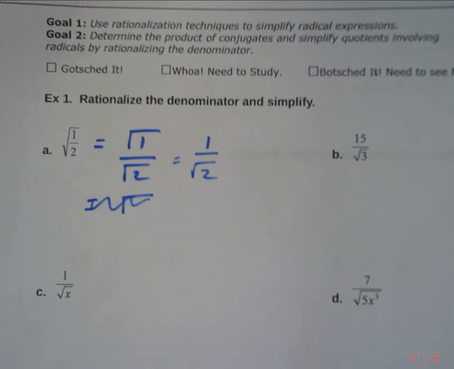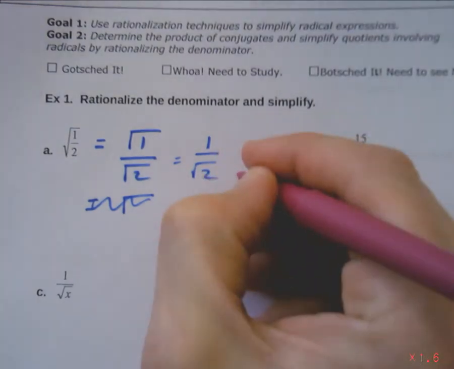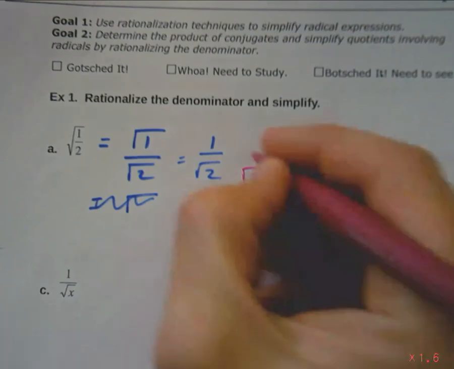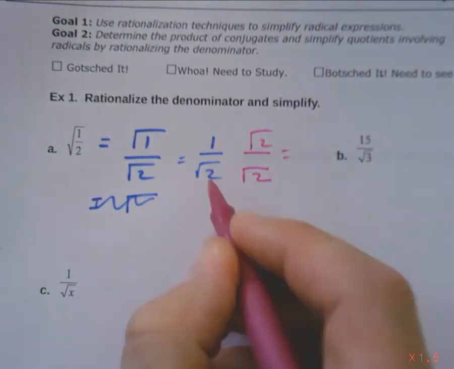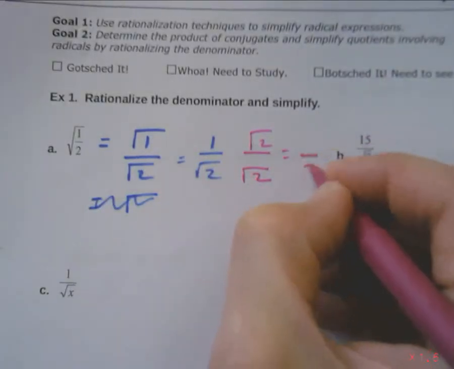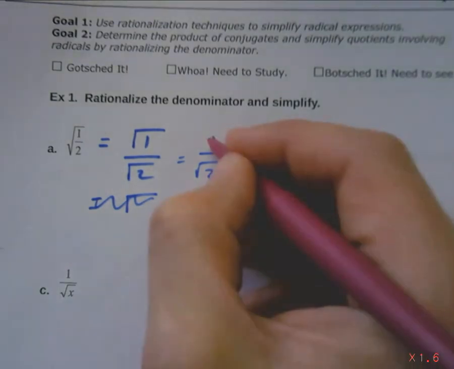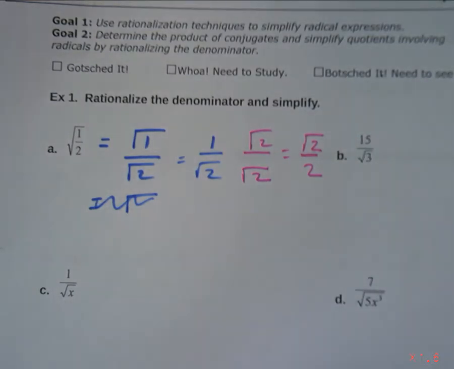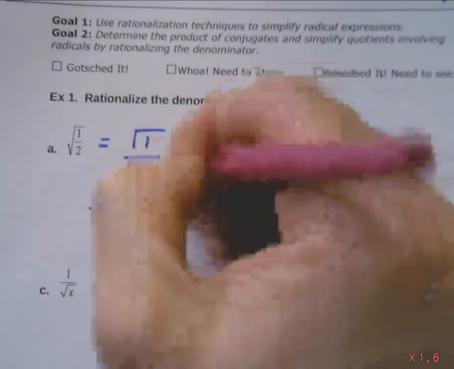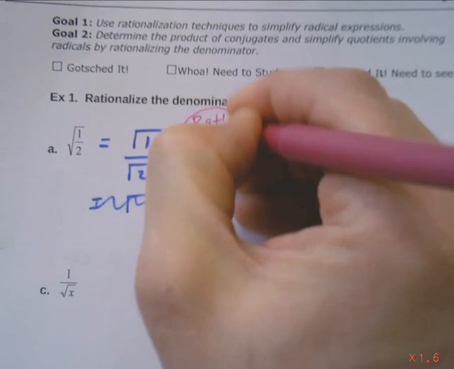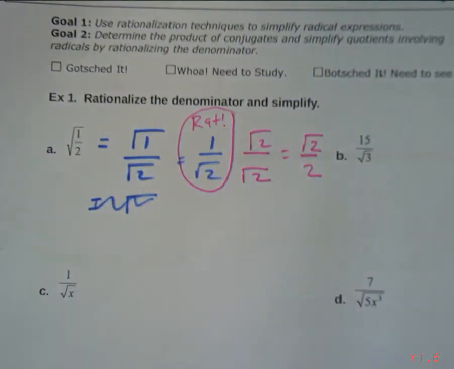Now to do that, I'm going to multiply top and bottom by the square root of 2. And here's why. What's the square root of 2 times the square root of 2? It's just 2. It gets rid of that square root. And then 1 times the square root of 2 is just root 2. So I always say if you leave it like that, you're a dirty rat. And it's not because you're a rat, it's because I want you to rationalize it.